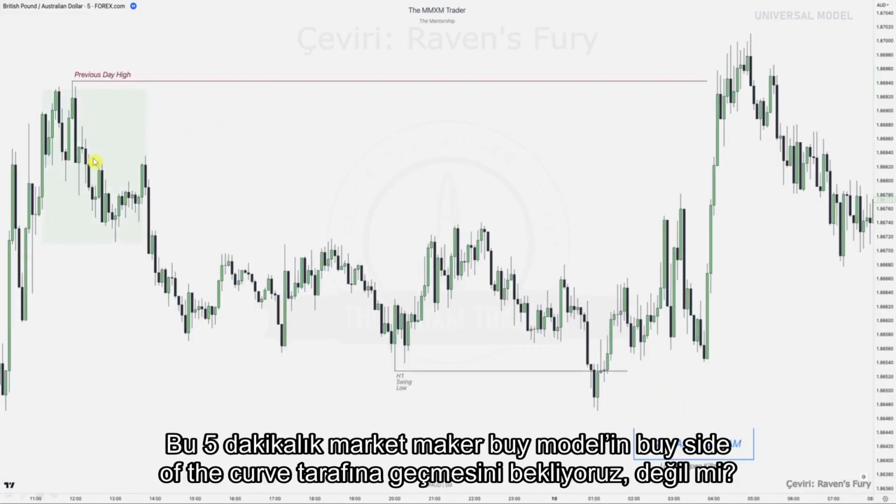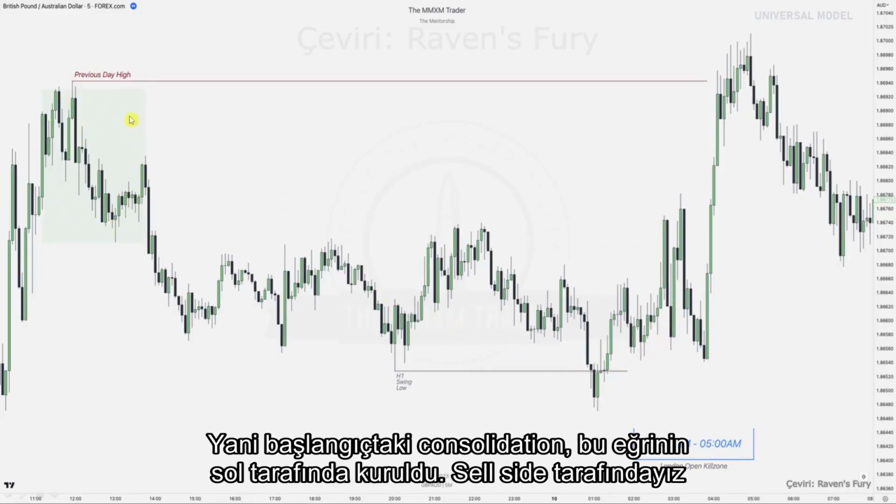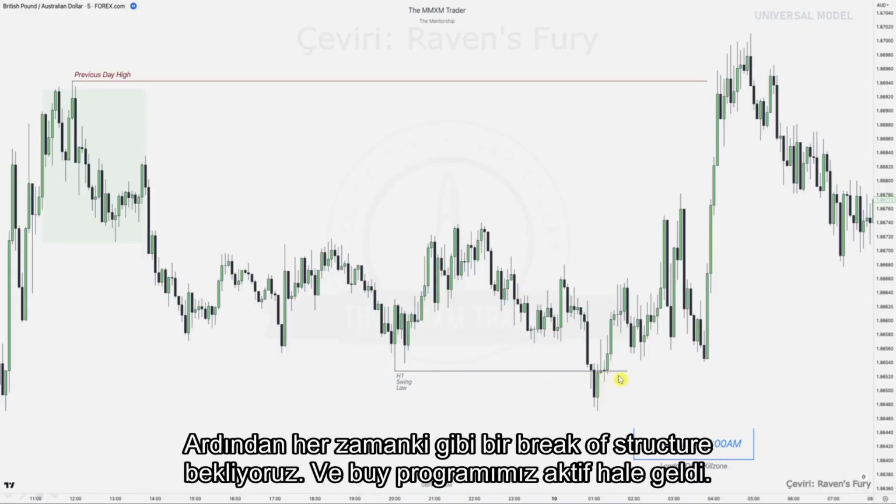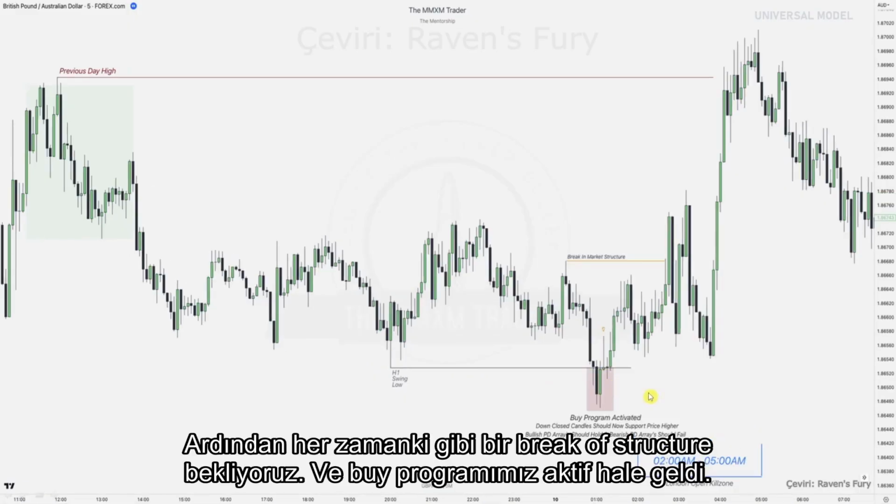What is our draw on liquidity? We are waiting for this 5-minute market maker buy model to go into buy side of the curve, right? So original consolidation has been established to the left side of this curve, sell side of the curve, until we swing, take out this swing low, right? This 1-hour liquidity purge on the sell side. Then waiting for a break of structure, as always, and our buy program has been activated.